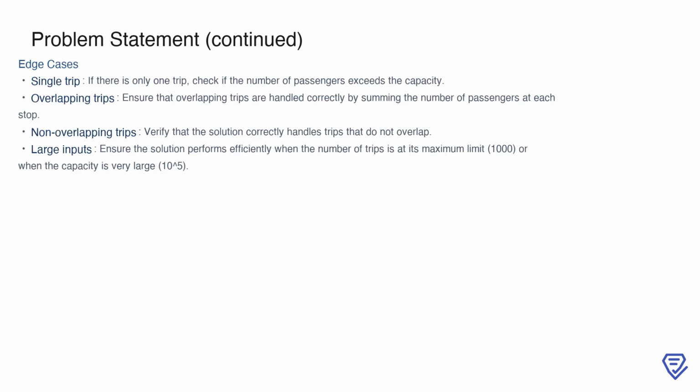When solving this problem, it's important to consider edge cases. For instance, if there is only one trip, you need to check if the number of passengers exceeds the capacity. For overlapping trips, you must ensure that the total number of passengers at each stop is summed correctly and does not surpass the capacity. For non-overlapping trips, the solution should handle them seamlessly without any unnecessary computations. Finally, with large inputs, such as the maximum number of trips or a very large capacity, the solution must be efficient and scalable to handle these scenarios within the problem's constraints.